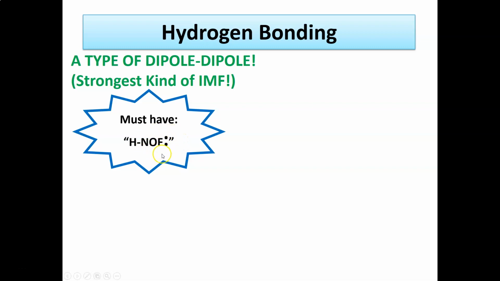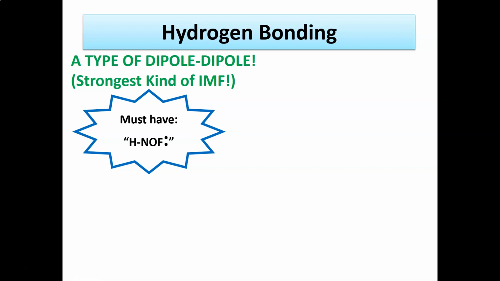The other piece is this lone pair here. The nitrogen, oxygen, or fluorine has to have a lone pair attached to it. Okay? So it's really important that you look at the Lewis structure, not just the formula. You may have hydrogen and nitrogen, but if they're not connected to each other, it's not a hydrogen bond. If there isn't a lone pair on it, it isn't a hydrogen bond.